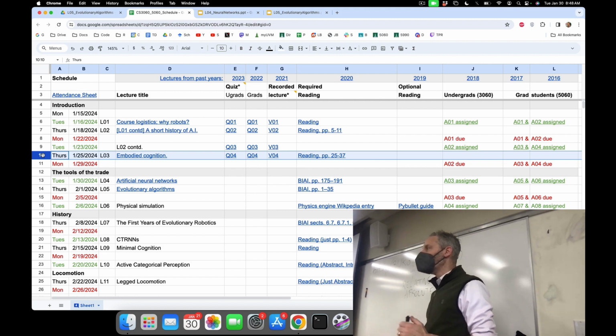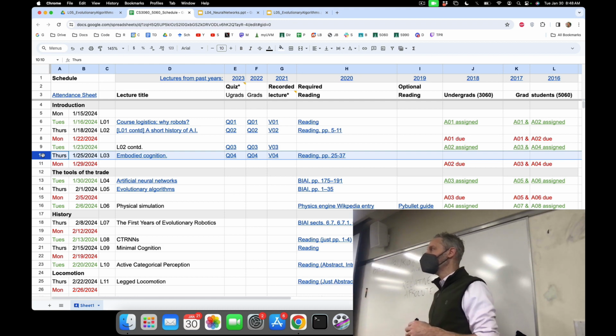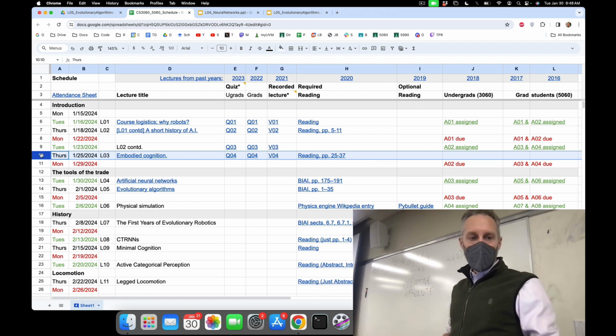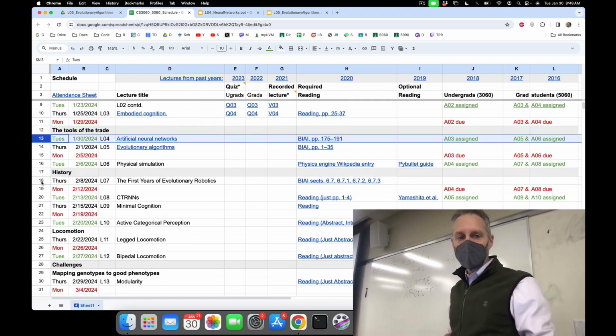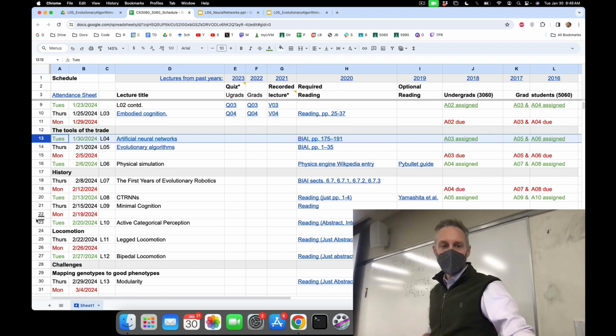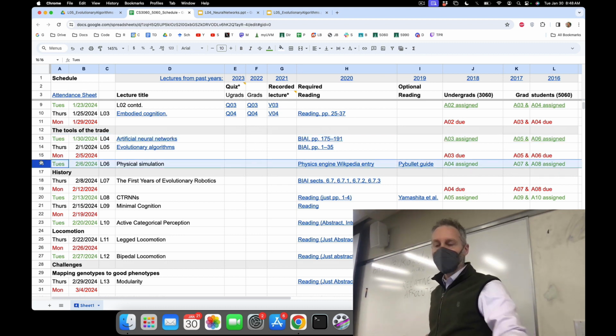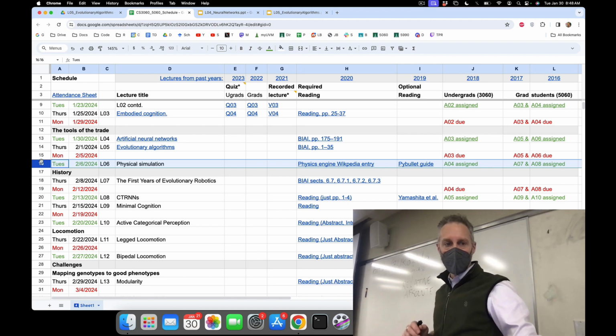We will also see robots that exploit their situated nature, the fact that they are continuously pulling in sensory information in real time. We are now going to move on to the second theme of this course, which is the nuts and bolts of evolutionary robotics, or the tools of the trade. We just spent a few minutes talking about some of the intricacies of physical simulation. We'll come back to that probably next week.